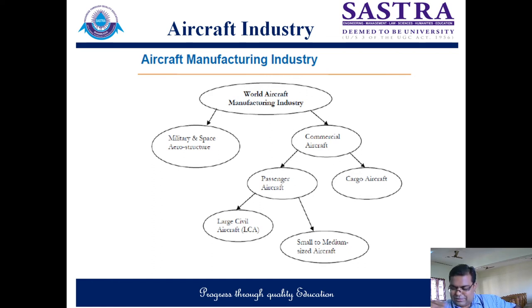So roughly, the overview is that manufacturing is divided into two main categories. One is called military and space, the second is commercial. Commercial is further divided into two categories, passenger and cargo, which is called transport. Then passenger aircraft are further subdivided into two categories, large civilian aircraft and small to medium sized aircraft.